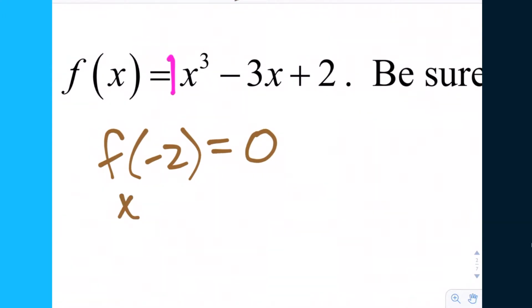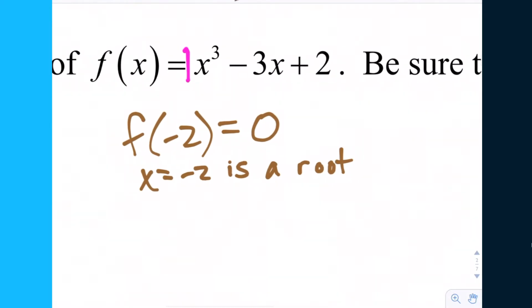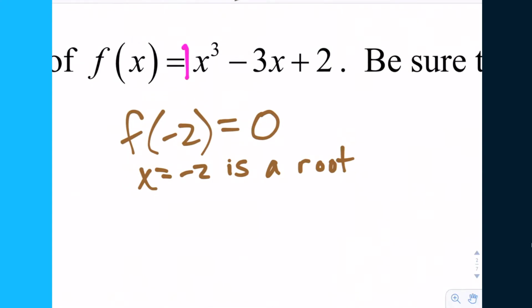That means that x equals negative 2 is a what? It's an x-intercept on the graph. It's a root or a 0 of the polynomial. And that means that what is a factor? X plus 2, right? It's always x minus that number. I typically put them in parentheses to make it look more factorish. So if negative 2 is a root, then x minus negative 2 or x plus 2 is a factor.